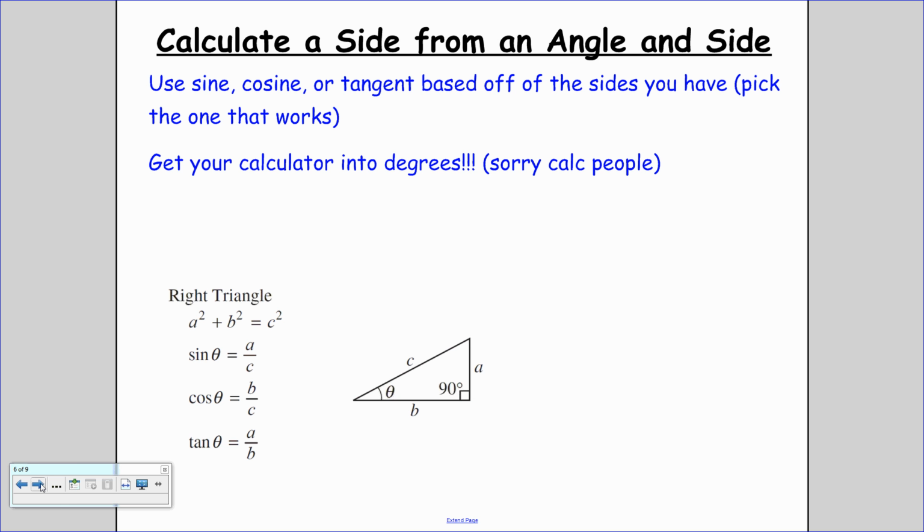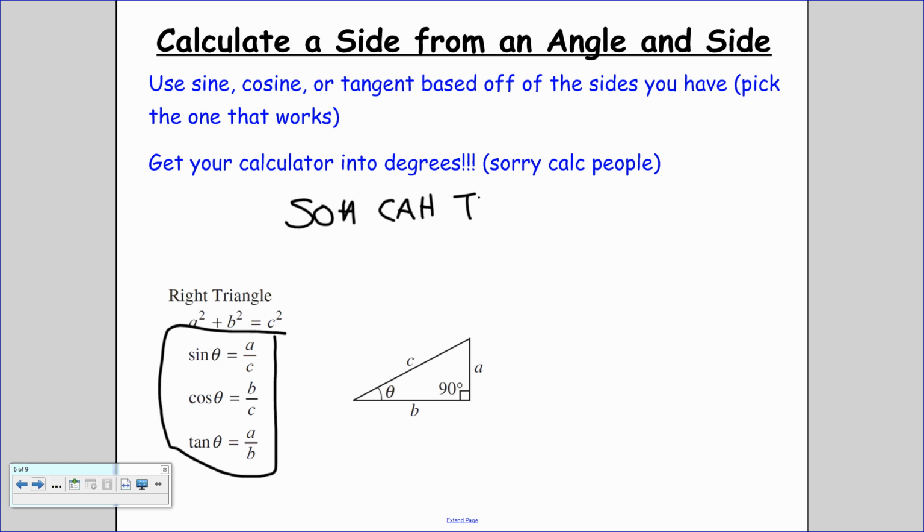Now, speaking of putting it into cosine or sine or tangent, we're going to have to do that when we're calculating one side from the angle. Okay? We have the same three equations. Okay? So we're still going to be using SOHCAHTOA. But instead of solving for the angle, we now have the angle. So we're going to be missing something else. Okay? And we're going to use sine, cosine, or tangent based off of what we have.